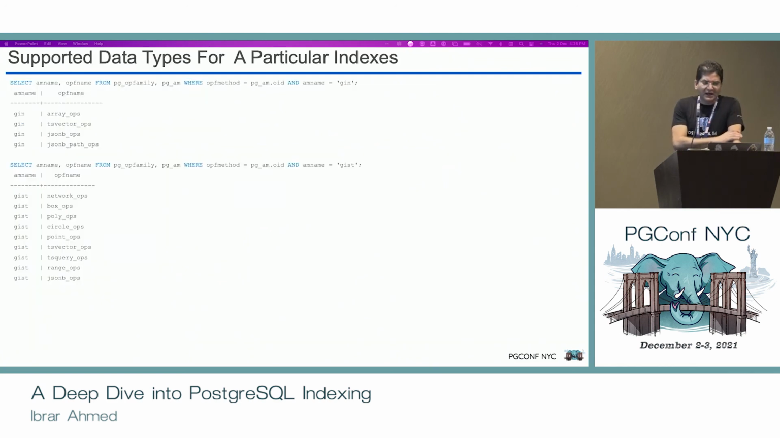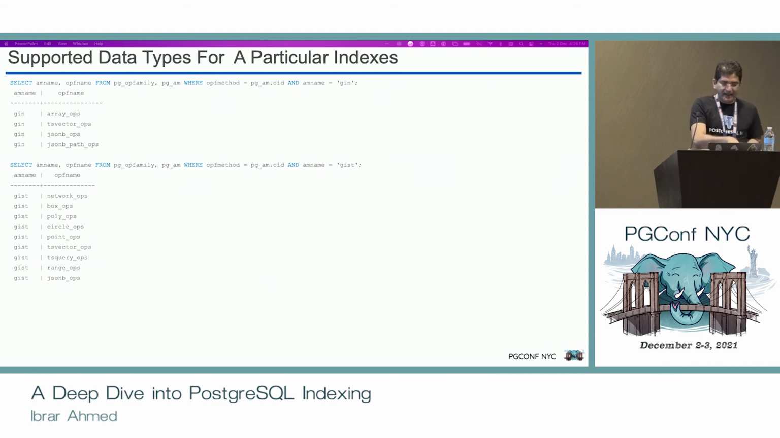So, it's just another query that shows which data types are supported for a particular index. Not every index supports every data type. Like I told you, the point type doesn't support B tree or hash. So this is the query. Sorry about that. You can get the slides. It's quite small, quite a big list.